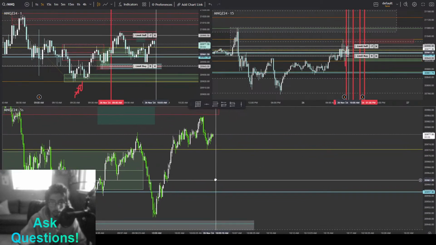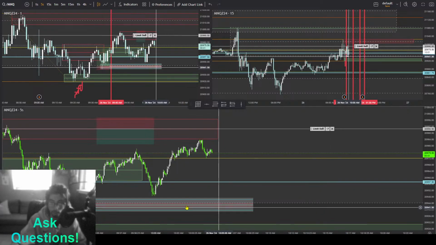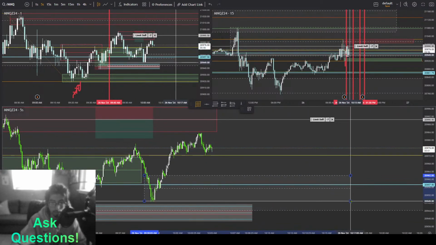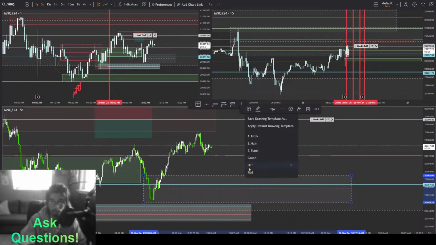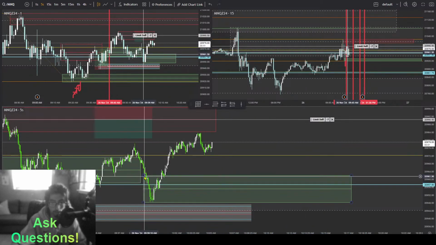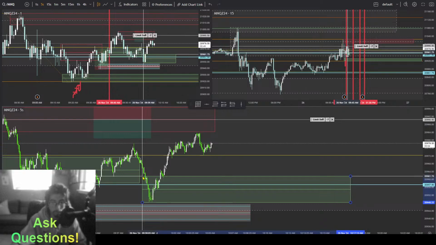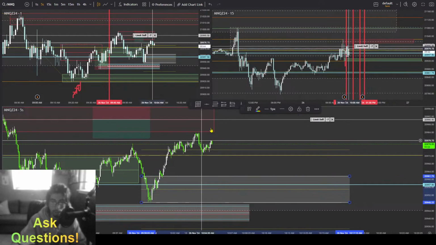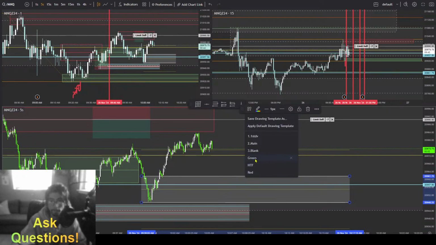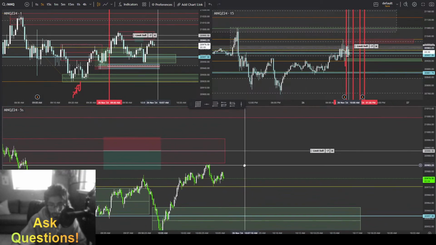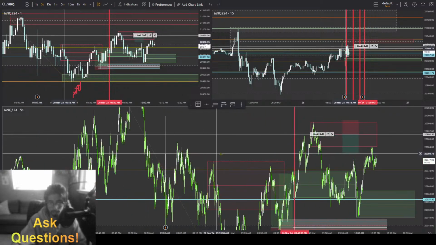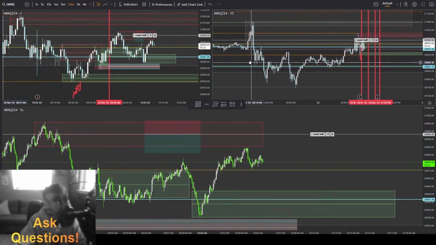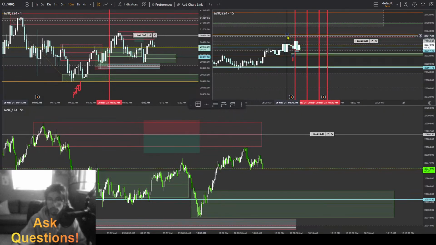Oh, I see something here. So let's take this order off. I don't like this anymore. Something green. Yeah. There's our sweep. Tap. And then standard deviation. Yeah, standard deviation. Green. All right, let's see what happens. Where is 50%? Oh, there it is. Okay.